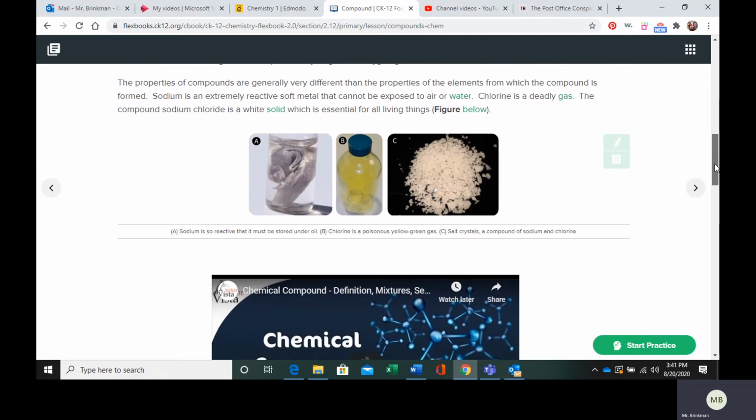The properties of compounds are very different from the properties of the elements they're composed of. So in sodium chloride, sodium is a very reactive soft metal. You cannot expose it to air or water. And chlorine is a deadly gas. So the chlorine that you put in your swimming pool is actually in a compound so that it isn't harmful. All right.